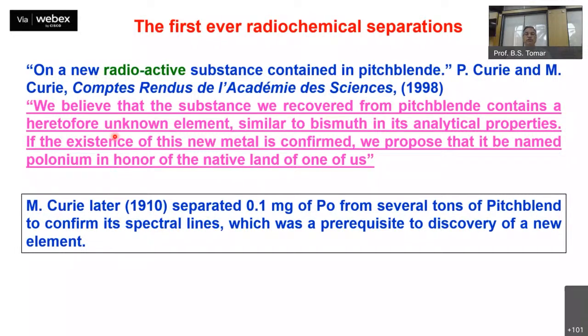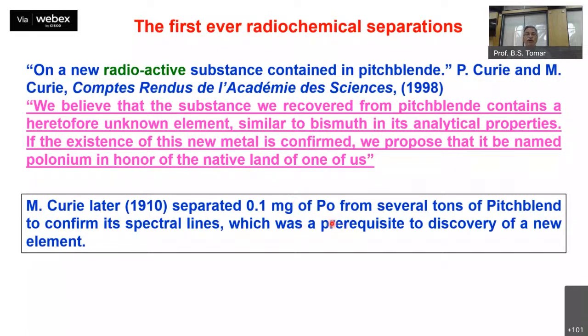We believe that the substance we recovered from pitchblende contains a heretofore unknown element similar to bismuth in its analytical properties. If the existence of this new metal is confirmed, we propose that it be named polonium in honor of the native land of one of us, that is Madame Curie. So this is the way they announced the discovery of the new element, which they proposed to name as polonium.